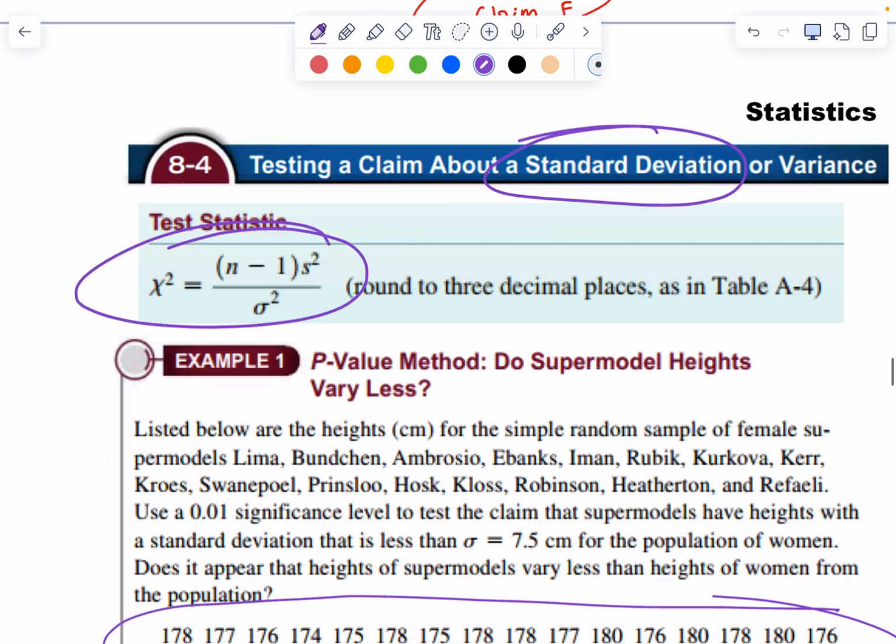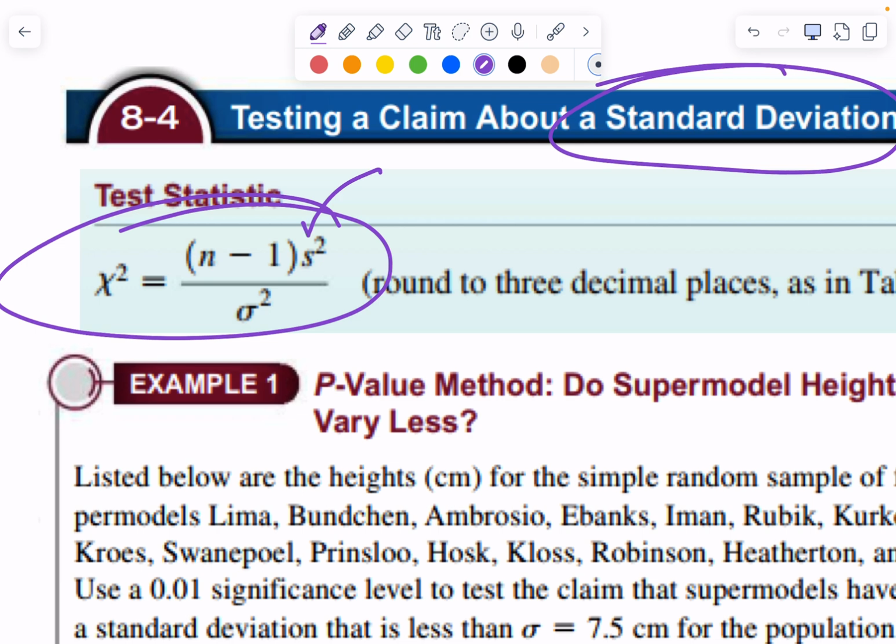n is n, s, and sigma. Let's talk about the difference between those two. Standard deviation for what? Samples is the top, population's the bottom. The bottom one is what you use for the claim and what you use for H naught and H1, right? So we use sigma just like we use mu and like we use p, right?